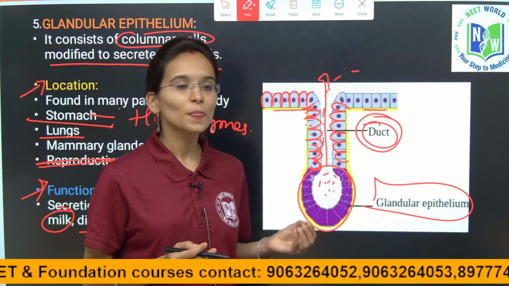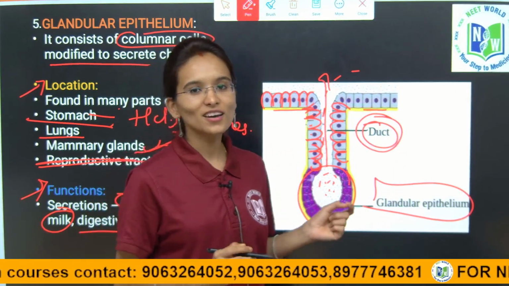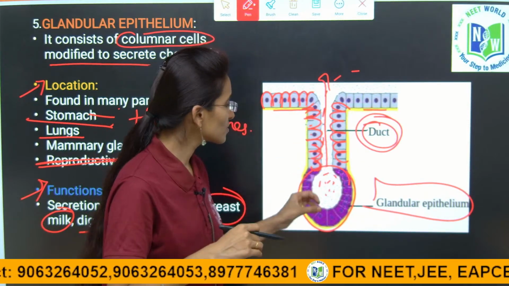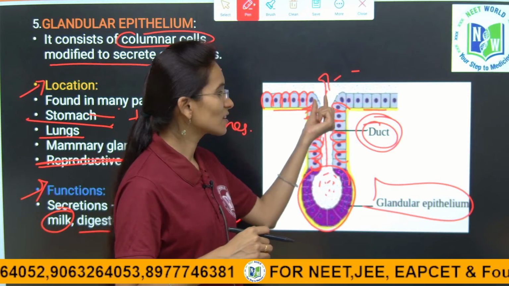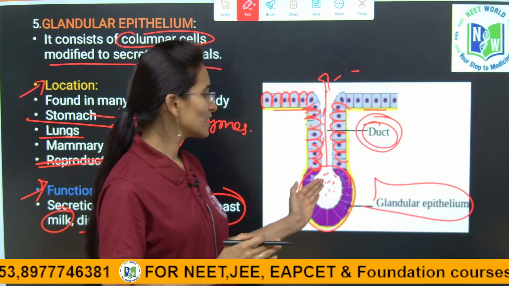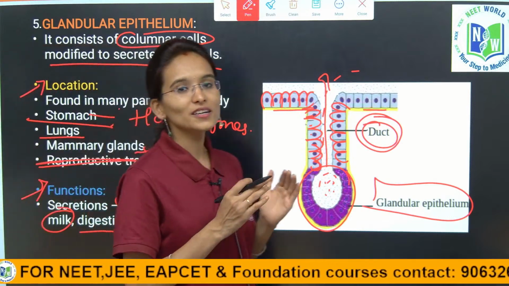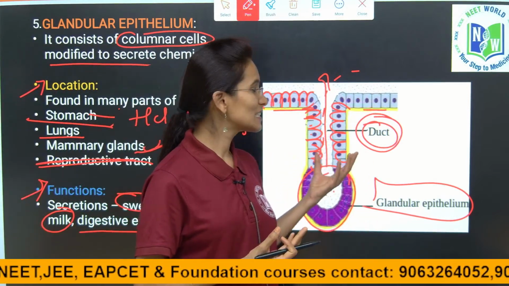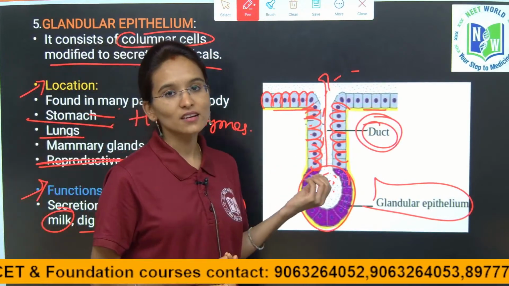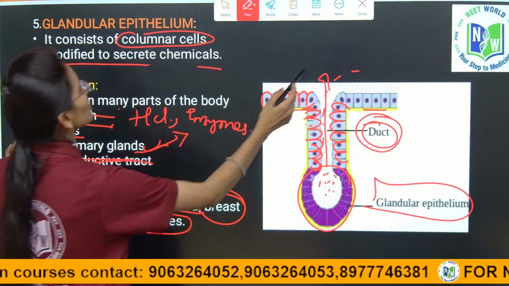In glandular epithelium, the columnar cells are modified, all the cells are projected inwards, and they secrete the secretions from the tube-like structure called the duct. It is present in mammary glands and the stomach. In the stomach it releases enzymes, hence it is secretory in function, and it secretes milk from the breast, hence it is called the glandular epithelium.